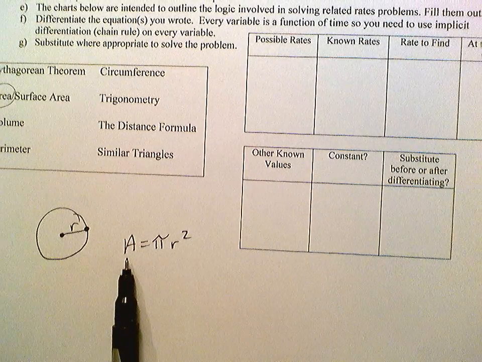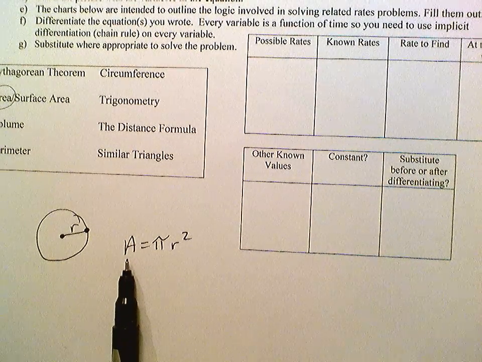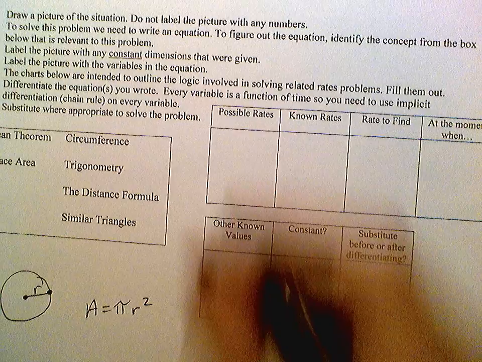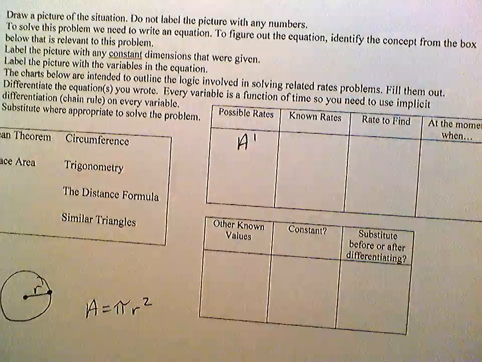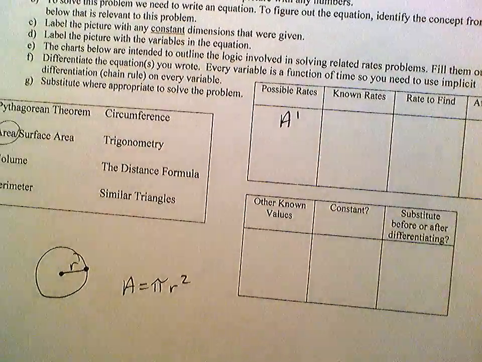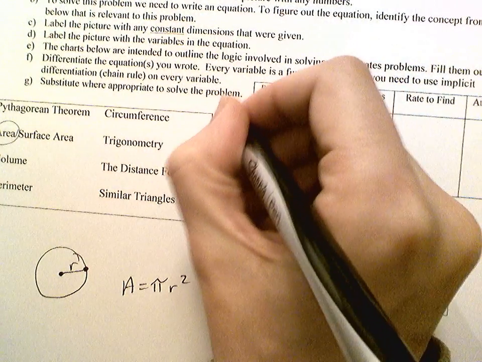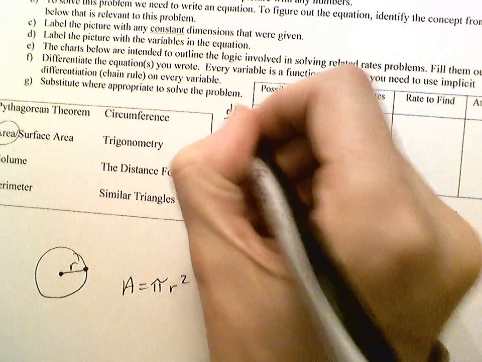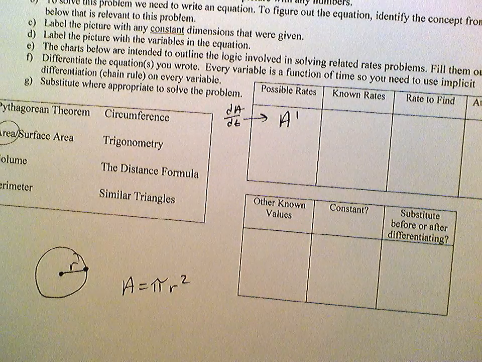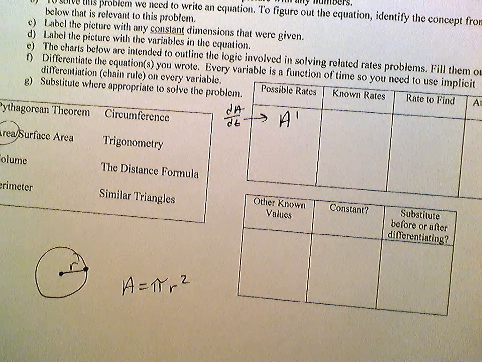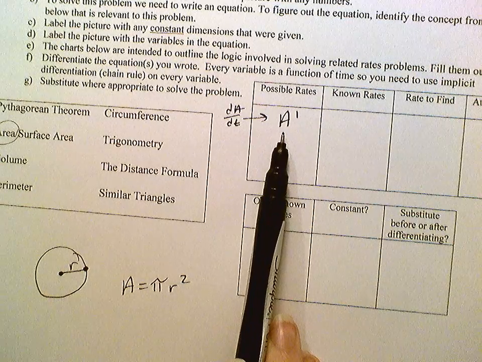So is the area of this circle changing over time? Absolutely. So one rate that could come into play is A prime, or dA over dt. Maybe off to the side I'll write dA over dt. I know using Leibniz notation was confusing some people, so I'm not going to use it, but you can use it if you'd like.